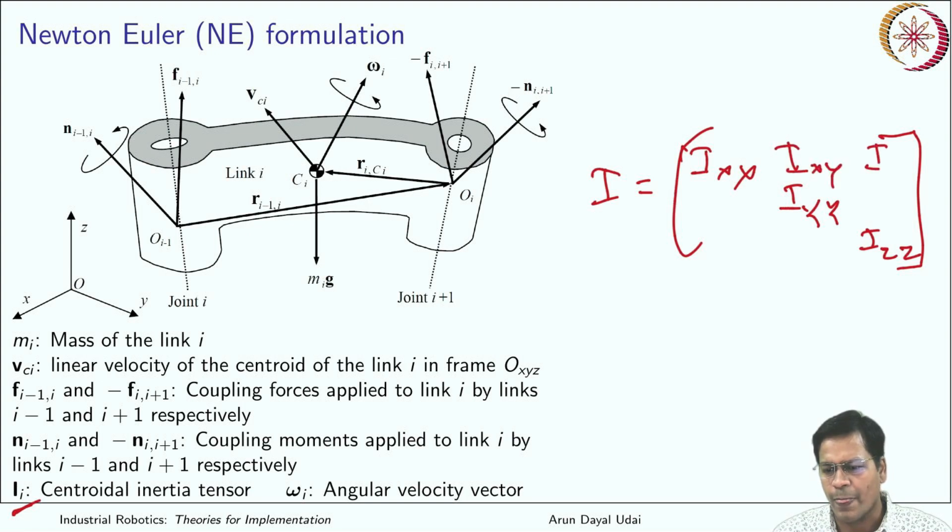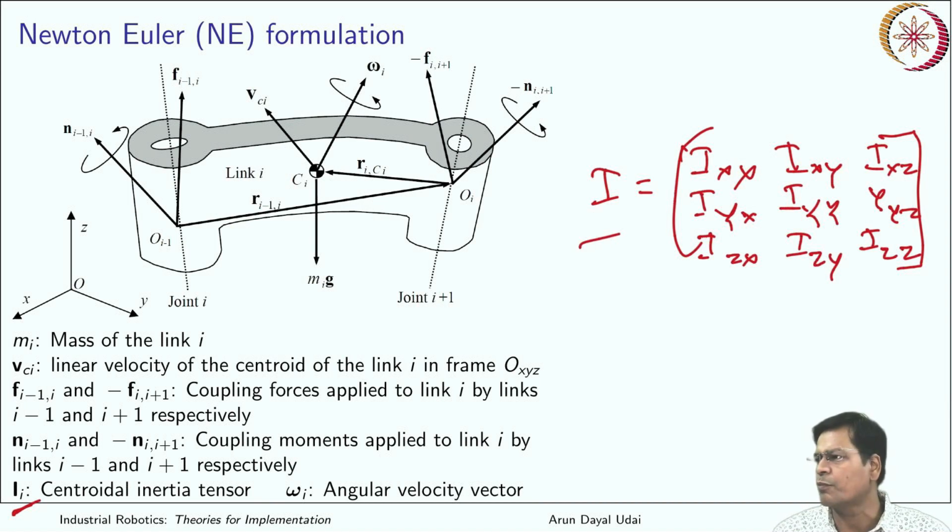Ixy, Ixz, similarly Iyx, Iyz, Izx, Izy. So this is your moment of inertia tensor. It looks like this. These are the product moments of inertia, whereas the terms which come here in the diagonal, they are the principal moments of inertia. Omega i is the angular velocity vector, that is here.